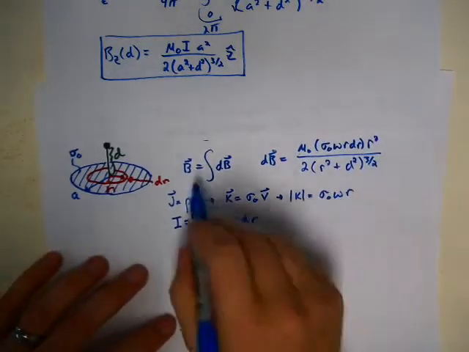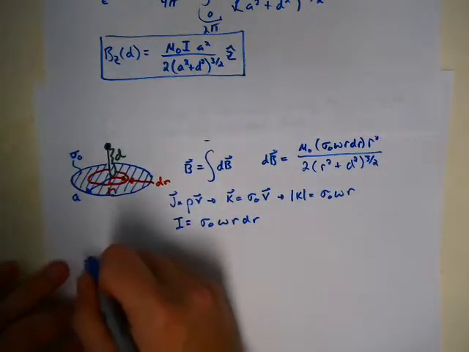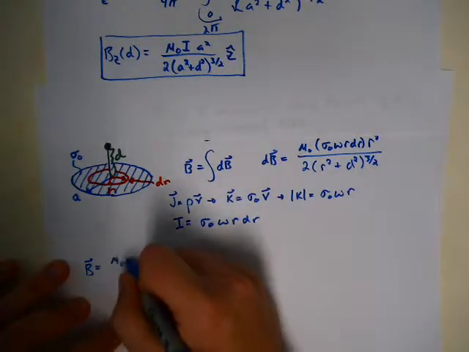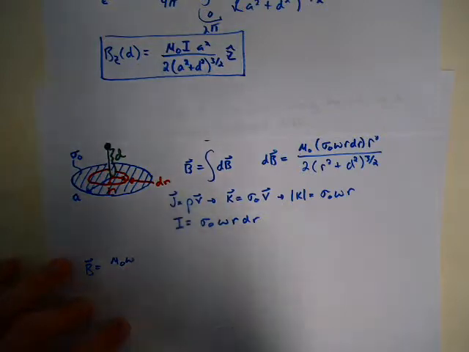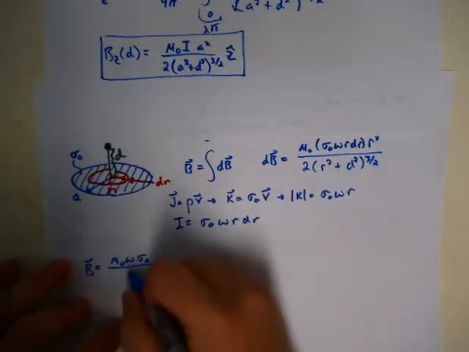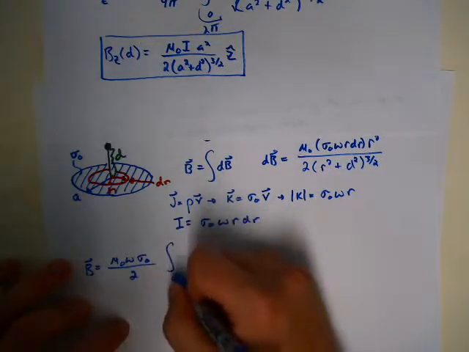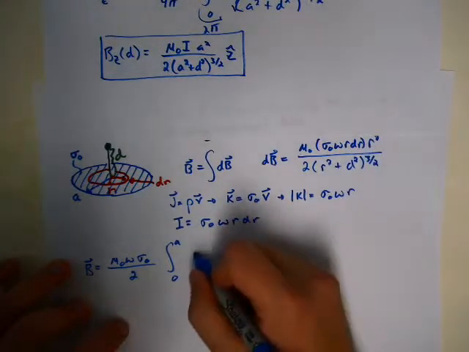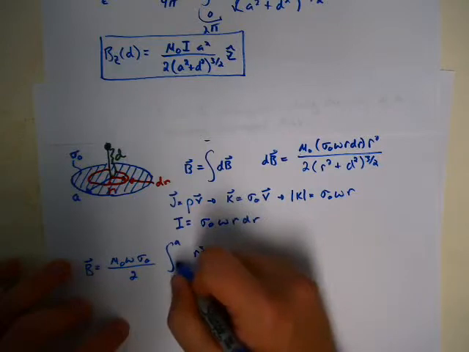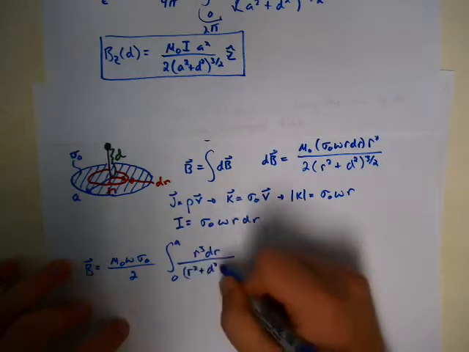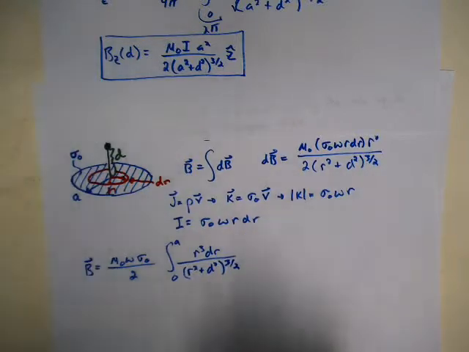And then I'm going to rewrite my magnetic field. My magnetic field is now written by this integral. I'm going to pull some stuff out front: mu naught omega sigma naught divided by 2. Then the integral from 0 to a of r cubed dr divided by r squared plus d squared to the 3/2 power.